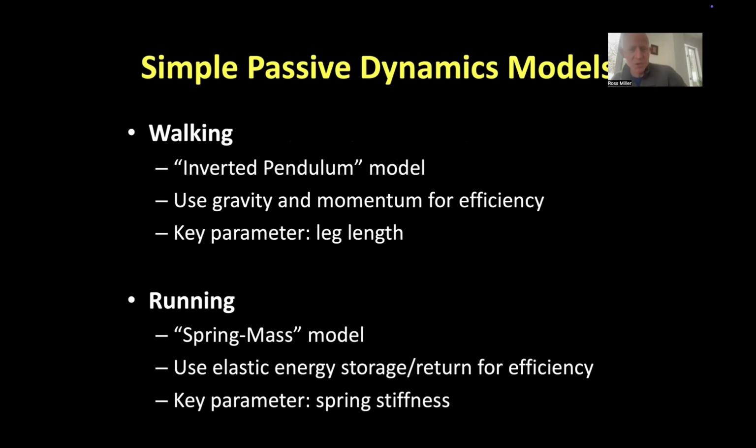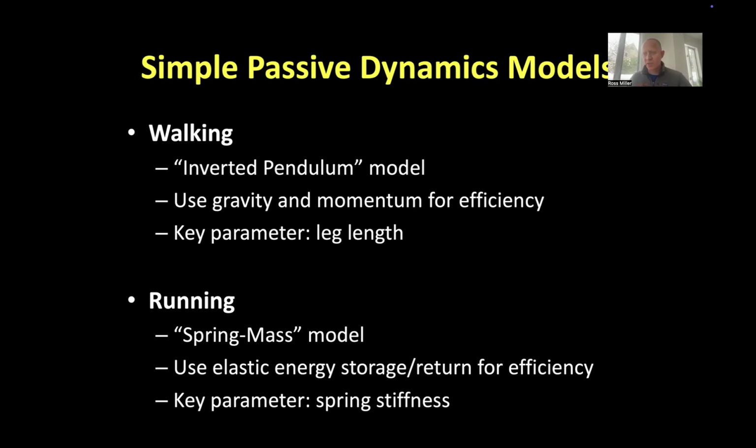Okay. To move efficiently with a relatively stiff, relatively straight leg like that, we take advantage of gravity, converting naturally kinetic to potential energy and vice versa, and generating some momentum for us. And the key parameter there, and this is one of the reasons why tall people tend to walk faster than short people, is the leg length.